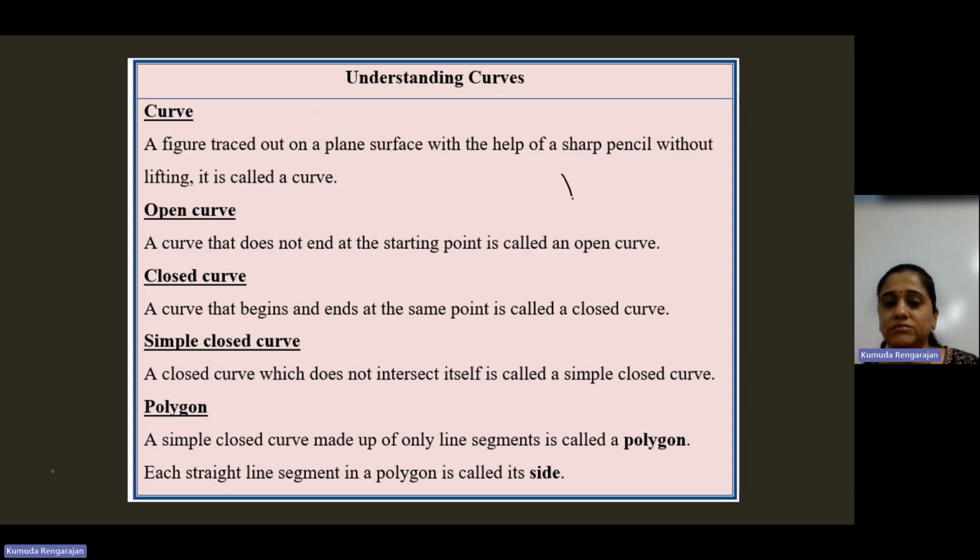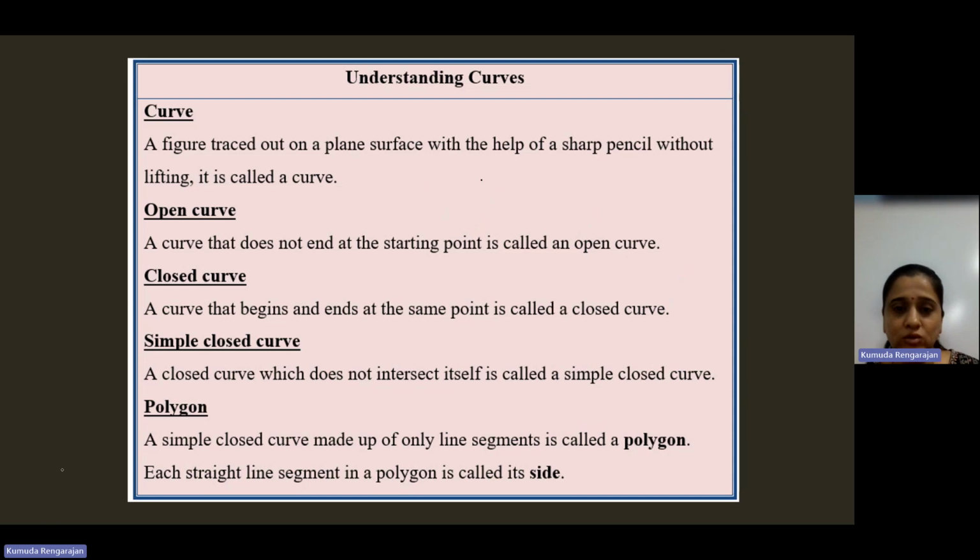So look at this one. First, is it a curve? Yes, because you're able to draw this without lifting the pen or pencil. You're able to trace this figure without lifting the writing instrument. So it is a curve. First, we should see if it's an open curve or a closed curve. Is it first a curve? Is it a curve in the first place? For that, what should you check? If you were able to draw or trace it without lifting the writing instrument.